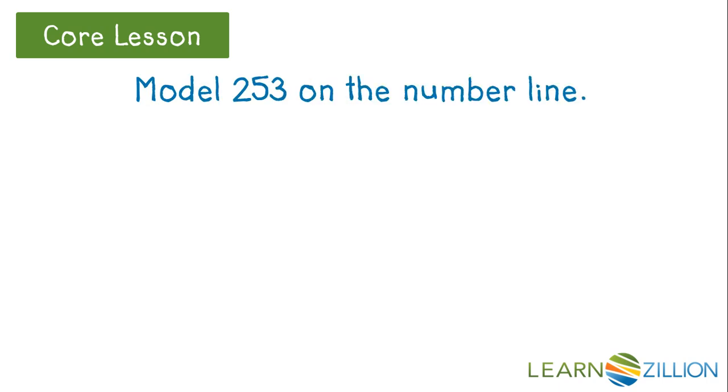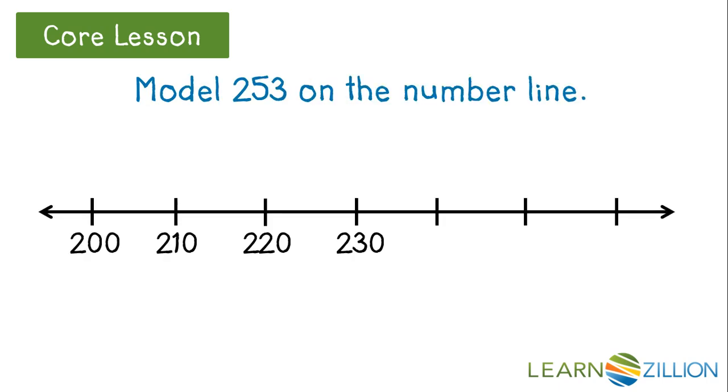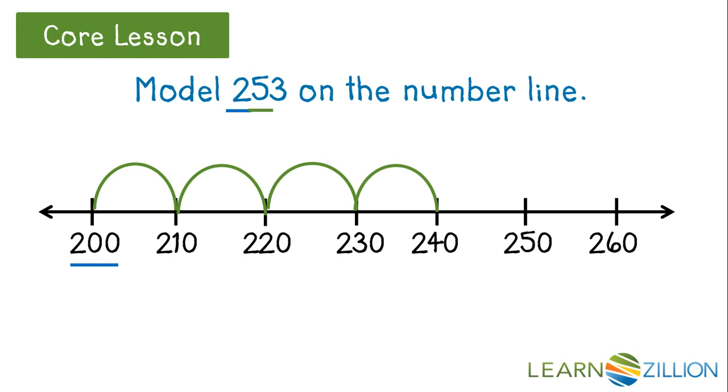Let's model 253 on a number line. 200, 210, 220, 230. This number line counts by tens. We have 200s. There's the number 200, 5 tens. Different ways we can do that. Let's just count by tens. 10, 20, 30, 40, 50. 5 tens, 3 ones. Not 3 jumps, but 3 small ones. 1, 2, 3. And we're at 253.